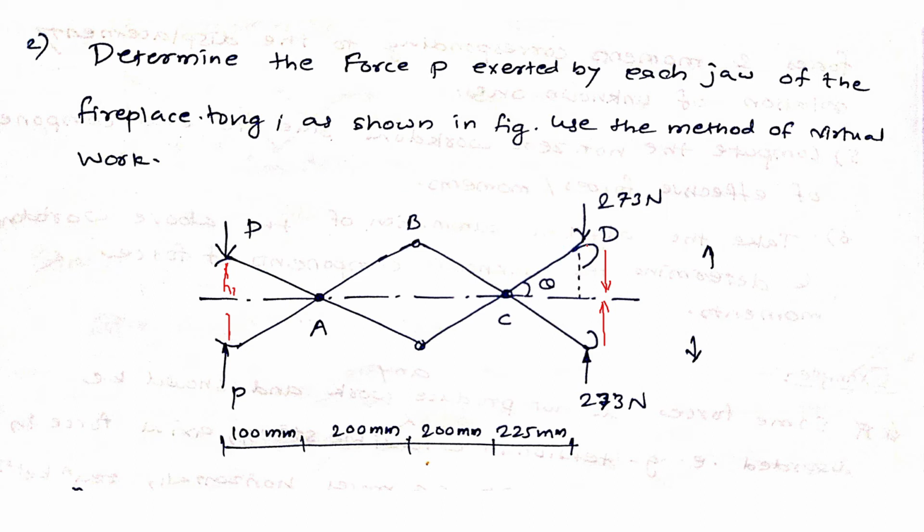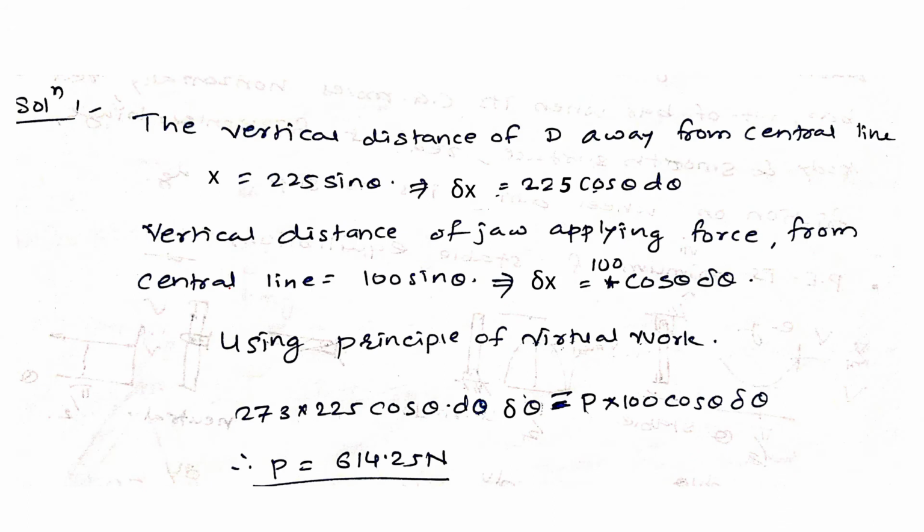So what will be the vertical displacement of point D? That is equal to the vertical displacement at this point, right? So the work done by this force multiplied by its vertical displacement is equal to the work done by this force and its vertical displacement. So let us see, this is how the vertical displacement of D away from the central line, that is x, we are assuming x, is equal to 225 sine theta.